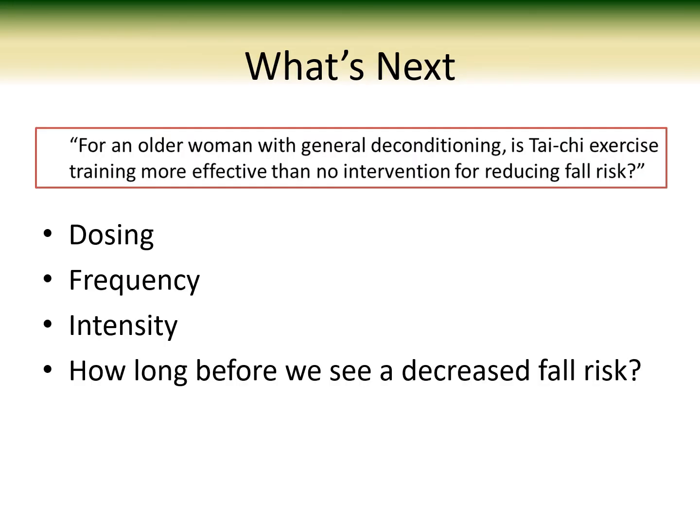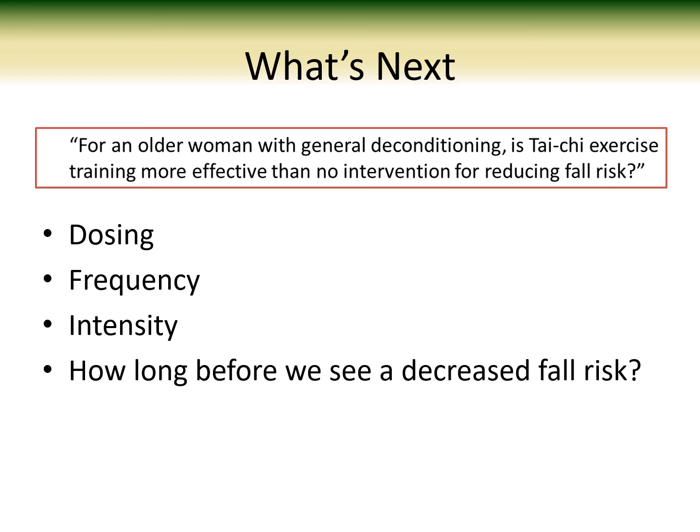So now that we have our answer that Tai Chi may in fact be effective, there's a couple of considerations here before we can really jump forward with determining how we would best intervene with this particular patient. For example, we're going to have to consider the dosing, the frequency, and the intensity of the exercise program for this particular patient. There are several factors that really play into this, especially if this person is a novice with exercise strategies. We'd also want to know how long before we see a decrease in fall risk.